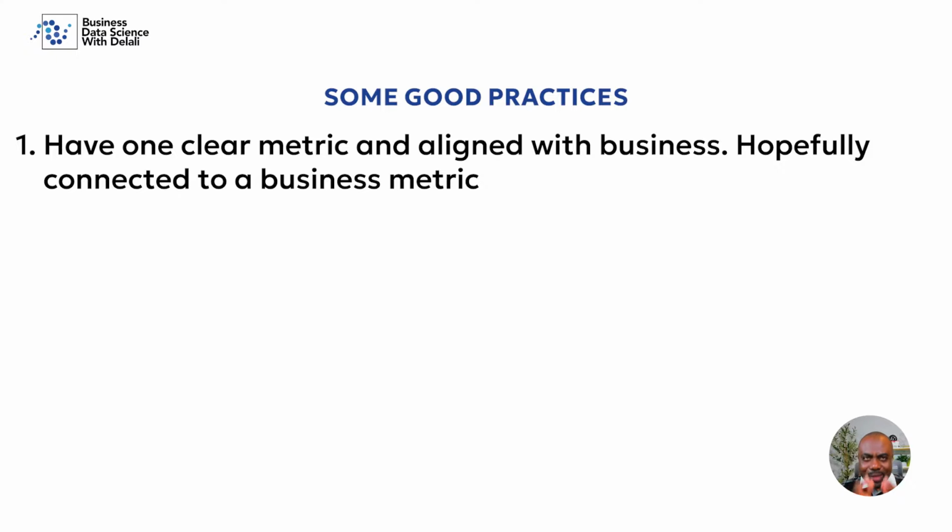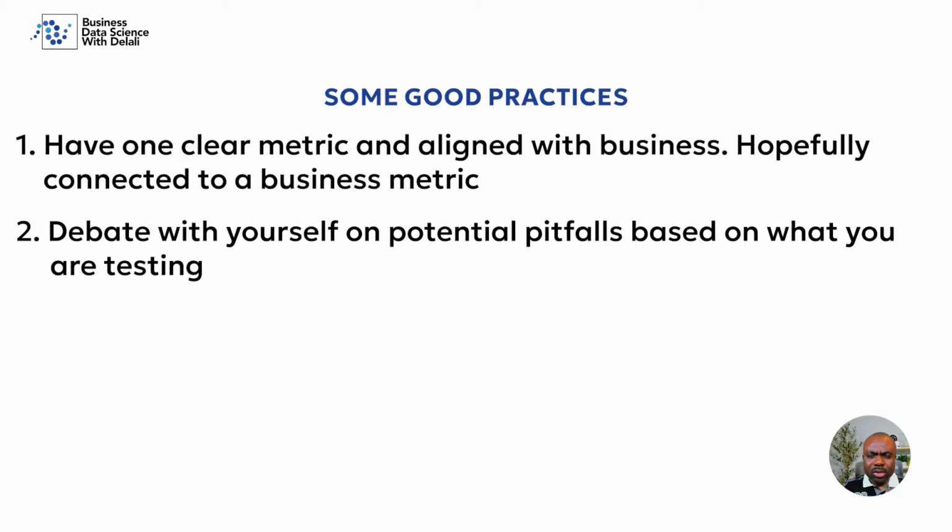The first one is make sure that you have one clear primary metric. This is very important. Make sure that you have one clear primary metric for the experiment. Don't have too many metrics as your primary metric. It doesn't even make sense. Get the main metric for your experiment. And then number two, have a lot of discussions and debate with yourself and your stakeholders about this metric, whether it makes sense practically to measure and to act on.